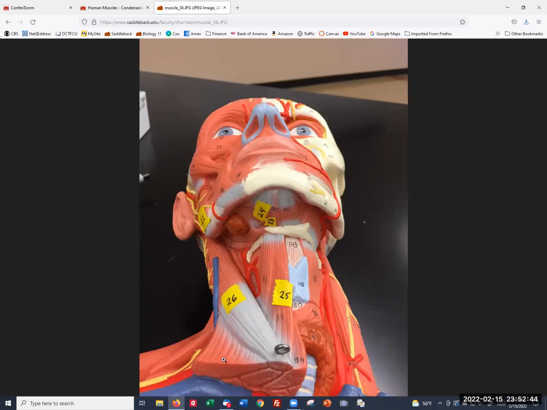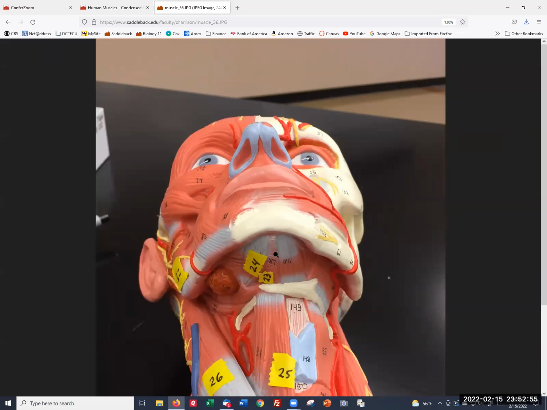In this model, number 23, right in the center here. This is the mylohyoideus. Hyoid refers to the hyoid bone. Mylo refers to muscle tissue, meaning it's attached to these muscles up here. The mylohyoideus.